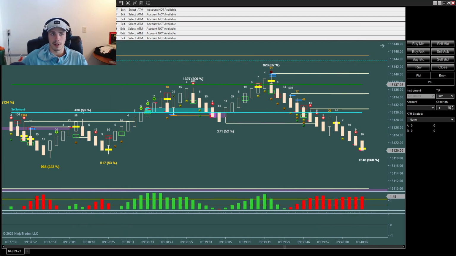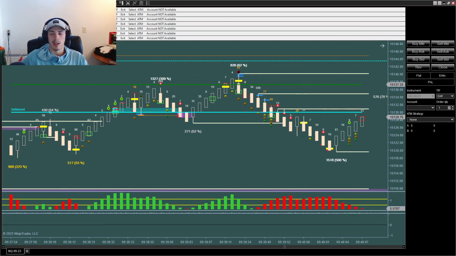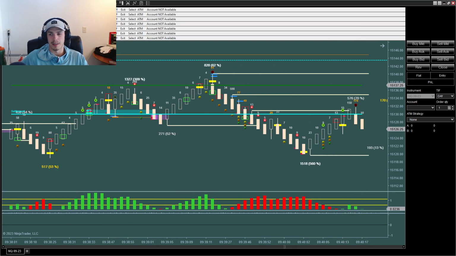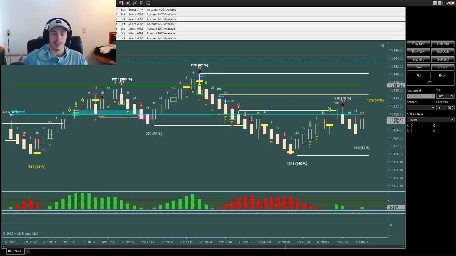You could almost play it right off the volumes. And you only want to be taking these in trendy things. So if we're coil chopping, 2-3 bar chopping, it's not a great idea to do it in a range like that. Okay.